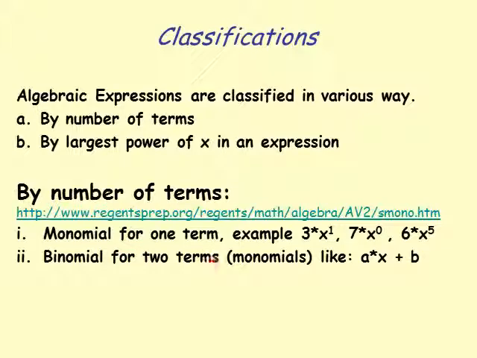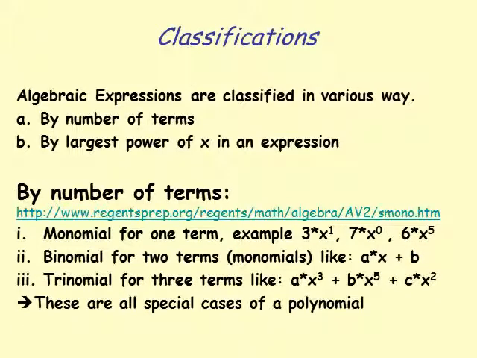Binomials are for two terms, which consist of two monomials, like a times x plus b. Here a is a coefficient, x is a variable, and its flag value is 1. Here b is a coefficient, x is a variable whose flag value is 0. Let's continue here. Trinomials are for three terms, like a times x cubed plus b times x to the 5th plus c times x to the second power. Let's continue here. These are all special cases of polynomials.